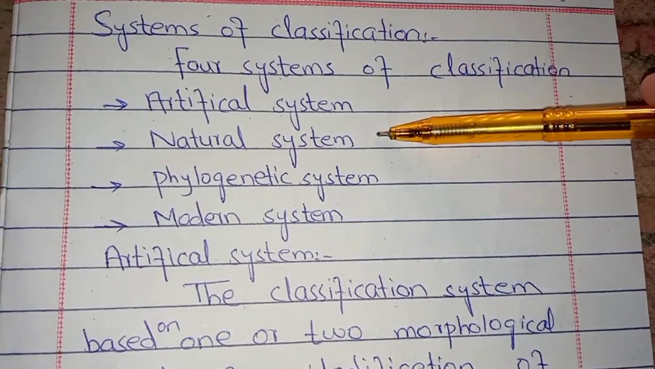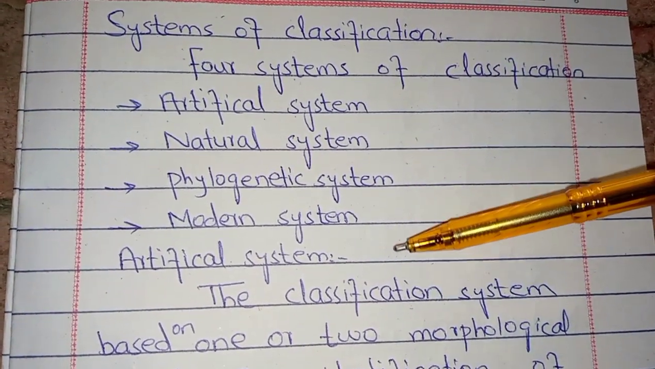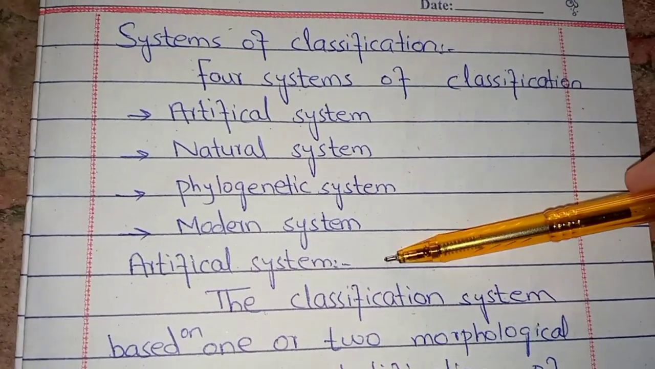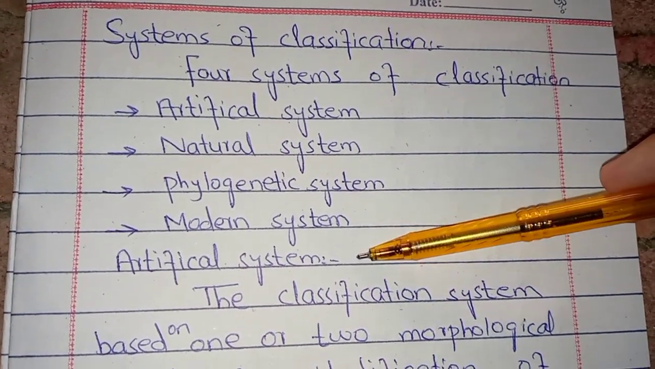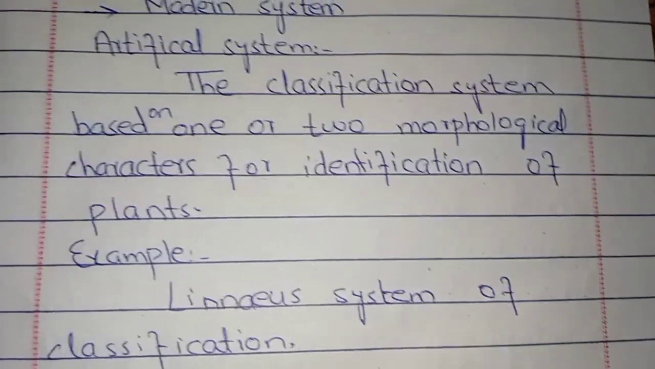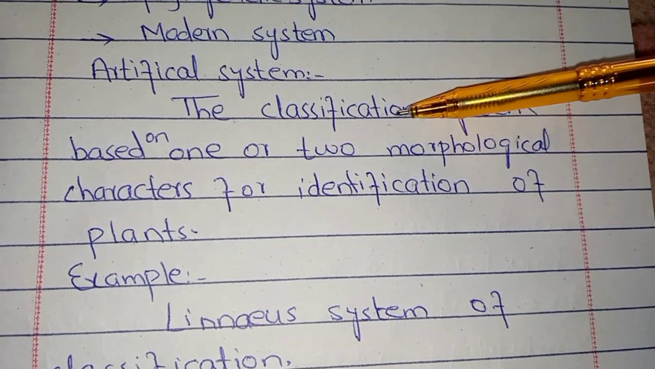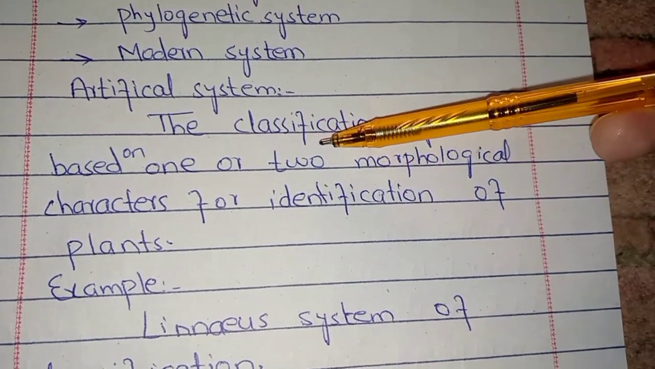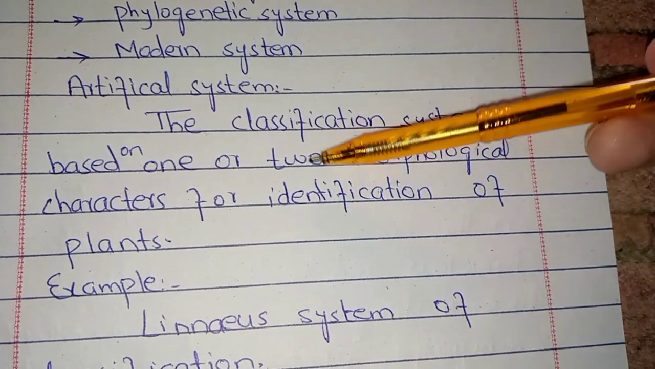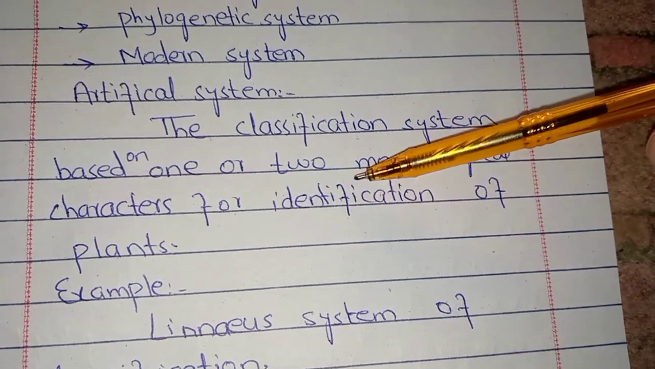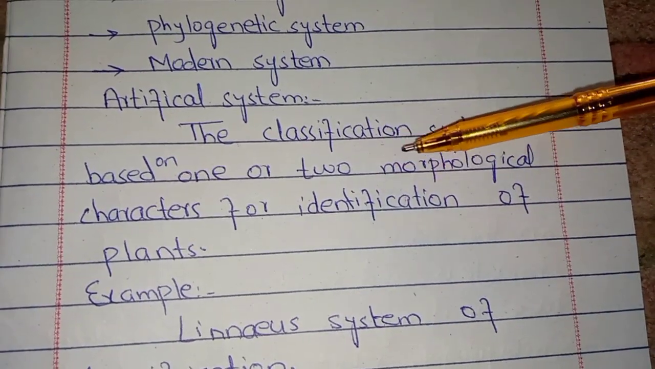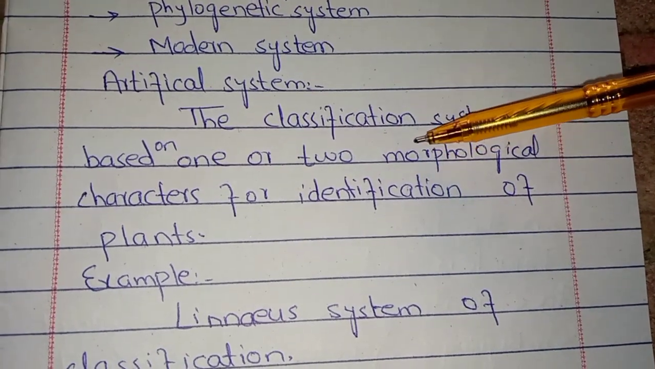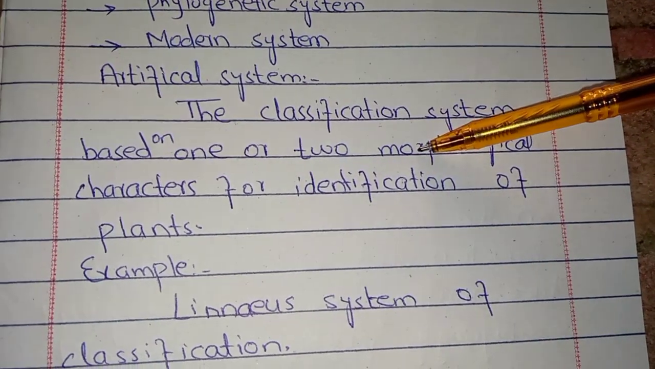First of all, we discuss the artificial system. What is the artificial system? In the artificial system, on which basis are plants classified, and which classification system supports it? The definition of the artificial system is the classification system based on one or two morphological characters for identification of plants. We use morphological characters of the plant to identify the plants, and we classify plants on the basis of their identification.